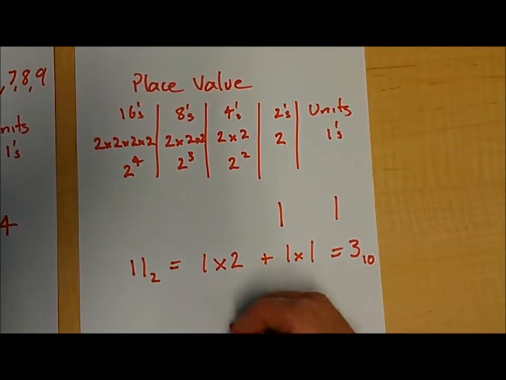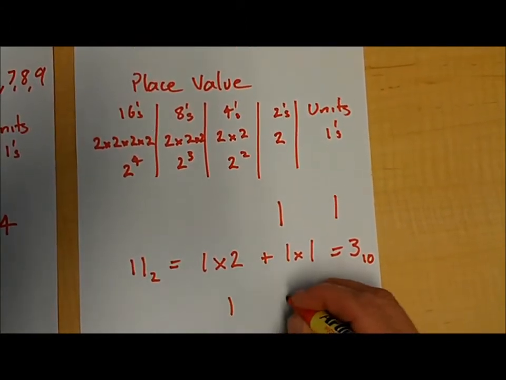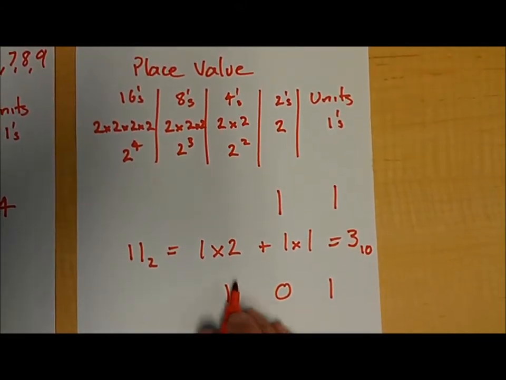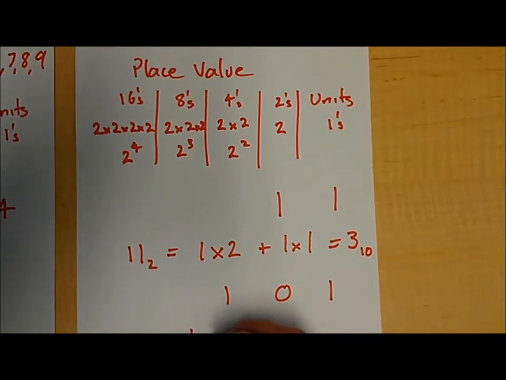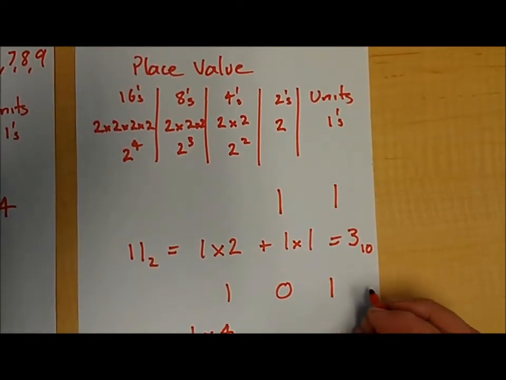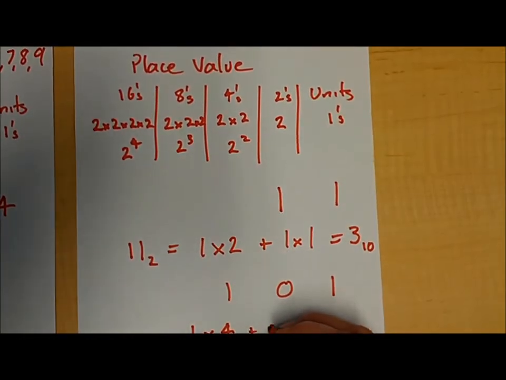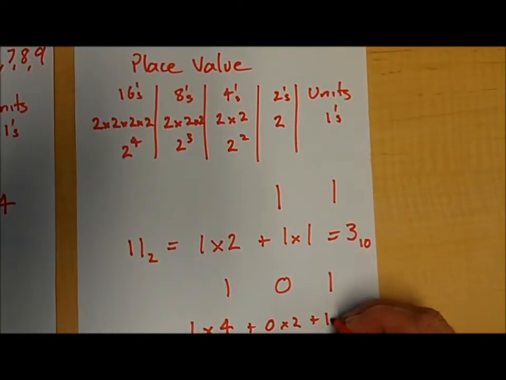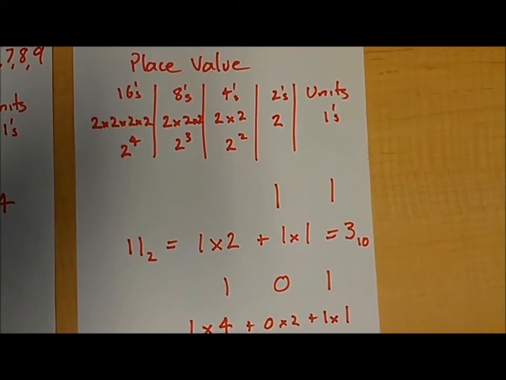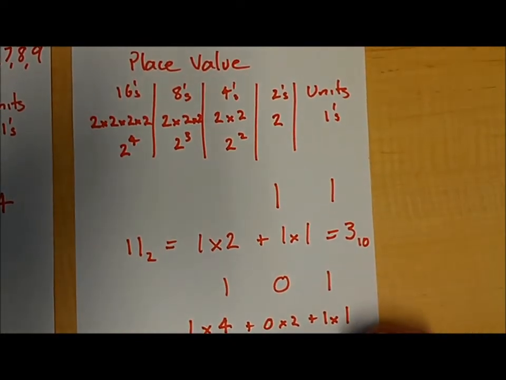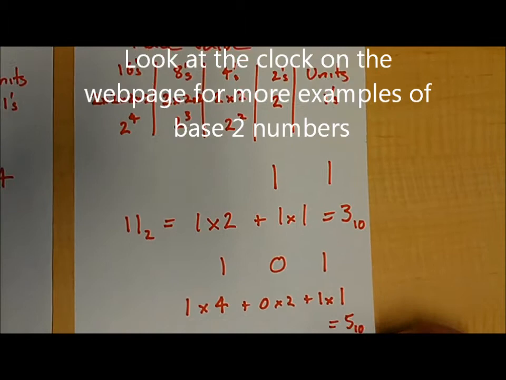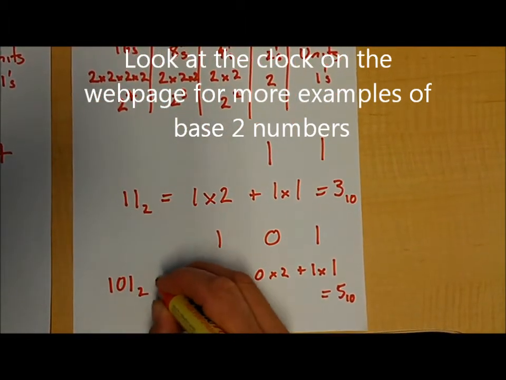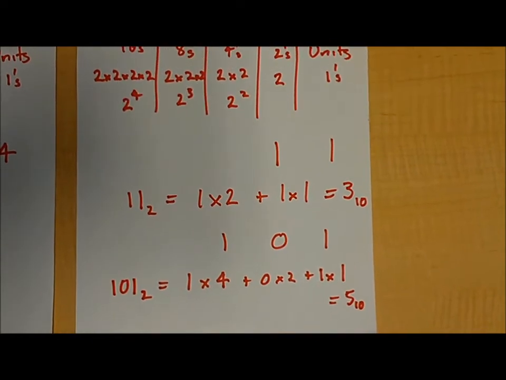So if I write the number 1, 0, 1, then what I have there is 1 lot of 4, and then I have no lots of 2, and then I have 1 lot of 1. So I have the number 4 plus 1, which is 5 in base 10. So that's the number 1, 0, 1 in base 2, is actually the number 5 in base 10.